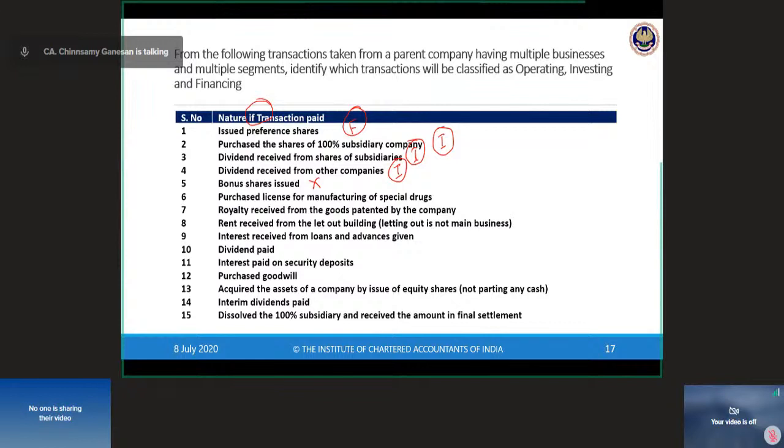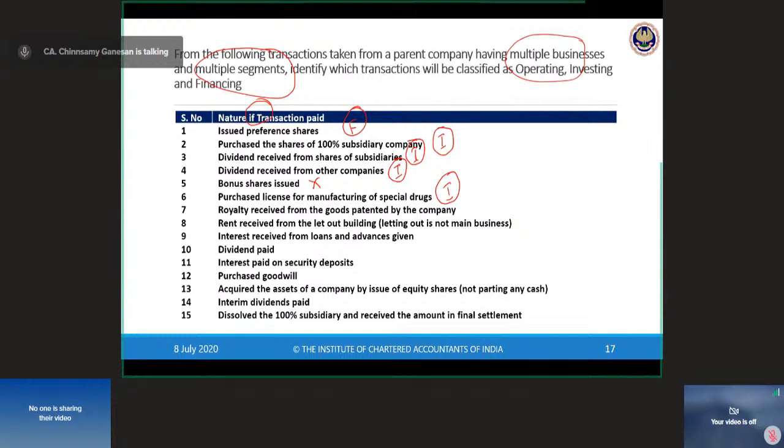Purchase of license for manufacturing of special drugs. Here, one thing we have not done: what is the business of the entity? It says multiple businesses, multiple segments. So it may be manufacturing, trading, or other business also. They are in business activity, not investment activity. That is very clear. Because it is a license for special drugs, it is long term, so it is an investment. It is like purchasing technical know-how or a trademark. Like that, it is a long-term investment in an intangible asset, so it is an investing activity.